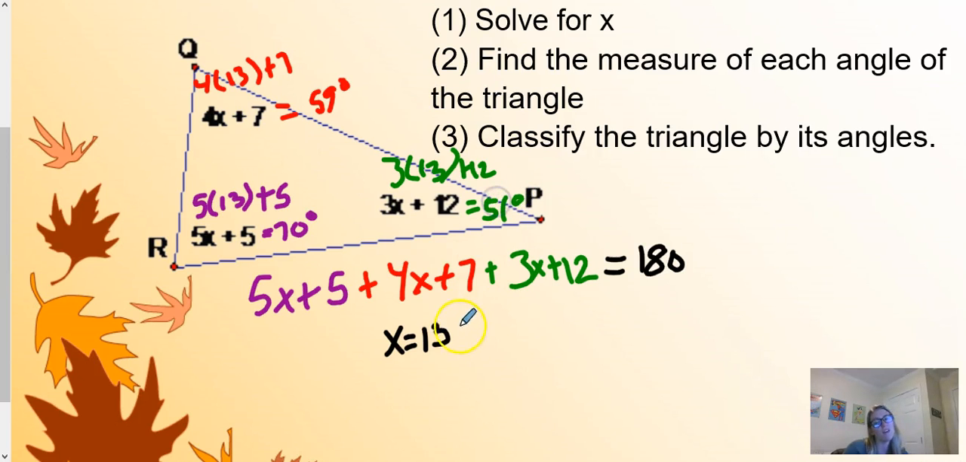So first we found the value of x, and then we plugged it into each one. And now we're looking at this to classify it. Notice that all of our angles are below 90 degrees, so this would be considered an acute triangle. Okay, acute triangle.